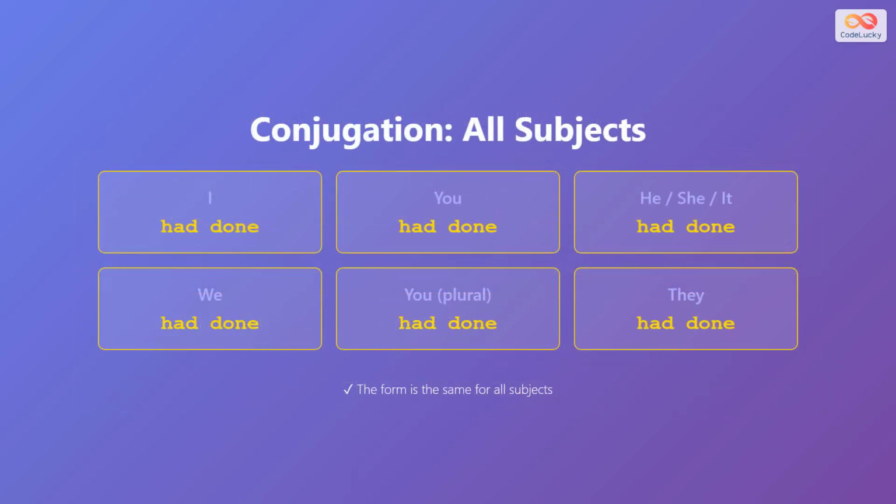One important thing to remember, the past perfect form is the same for all subjects. Whether we say I had done, you had done, he had done, she had done, it had done, we had done, you had done, or they had done, the form never changes. We always use had plus the past participle. This makes the past perfect very easy to use because we don't need to worry about different forms for different subjects.